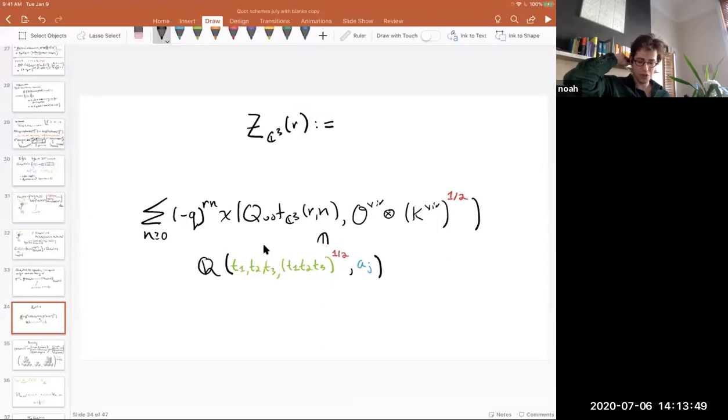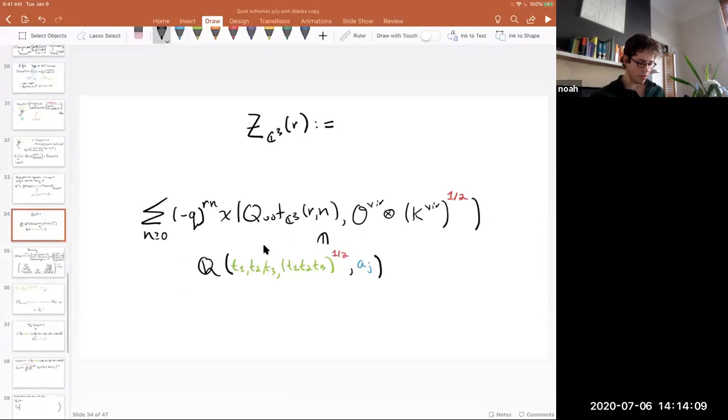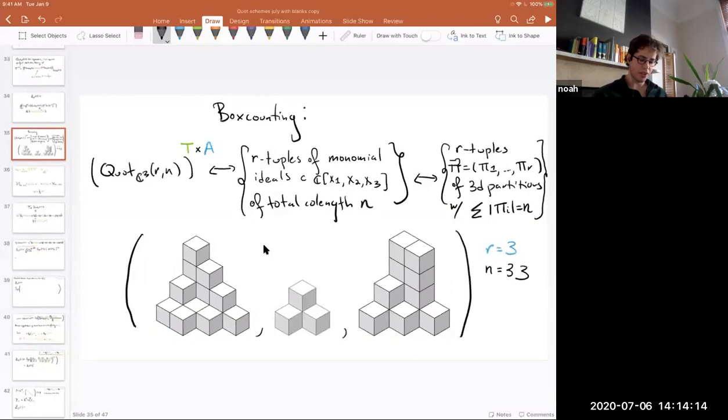And so this will be the rank R partition function of the Quot scheme, the rank R Quot scheme, let's say. And each of these Euler characteristics is some rational function in T1, T2, T3, and the square root of their product, and these variables, aj. And again, one has some box counting interpretation. So now, instead of monomial ideals in a polynomial ring in two variables, I have monomial ideals in a polynomial ring in three variables. And the total co-length of these ideals is n. And so these correspond to R tuples of 3D partitions, whose total number of boxes is n.